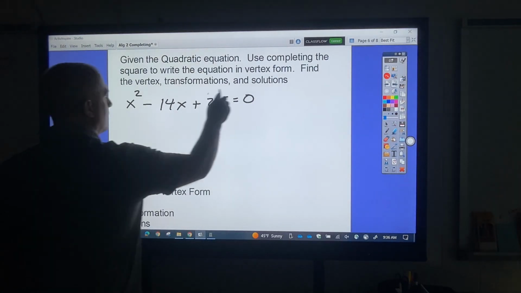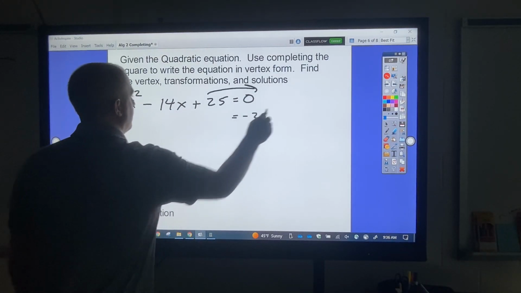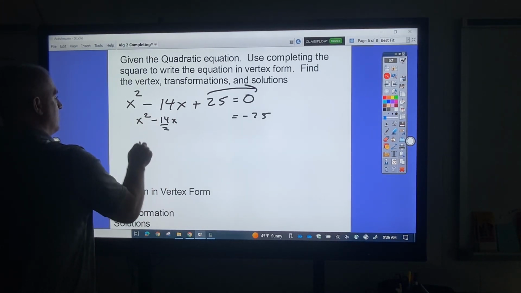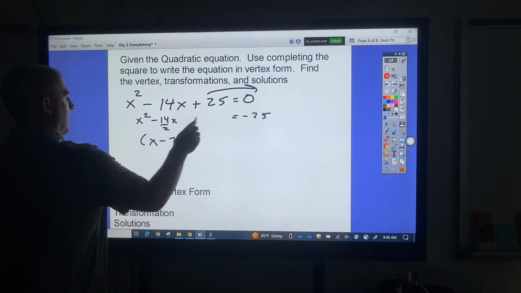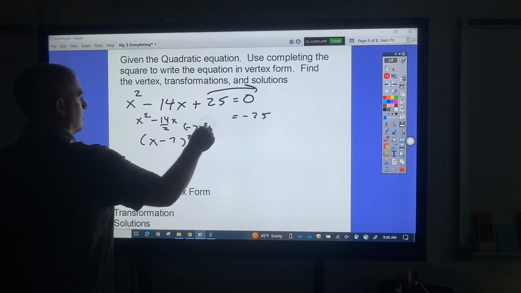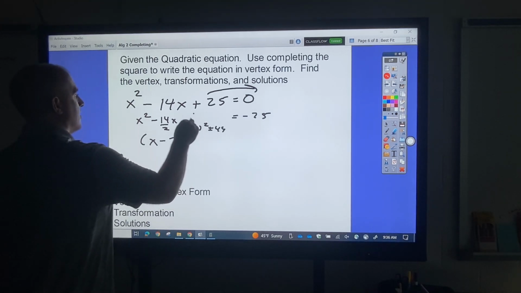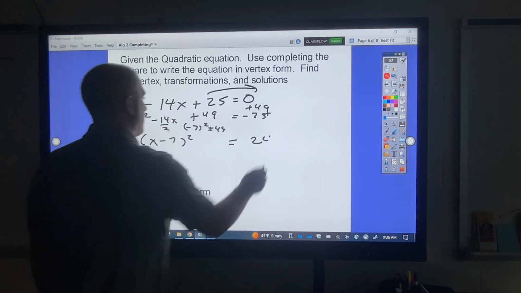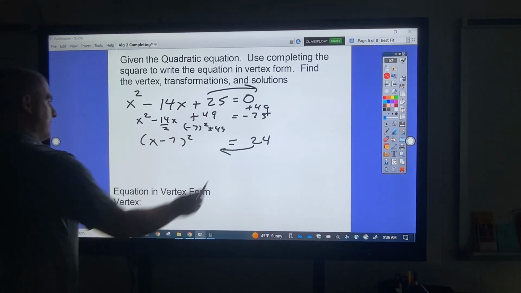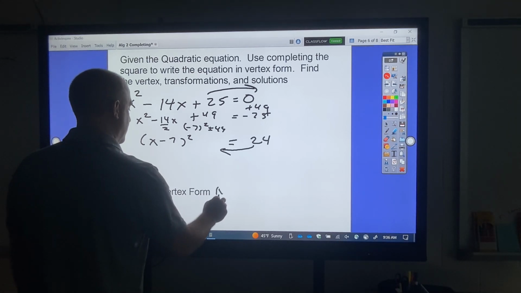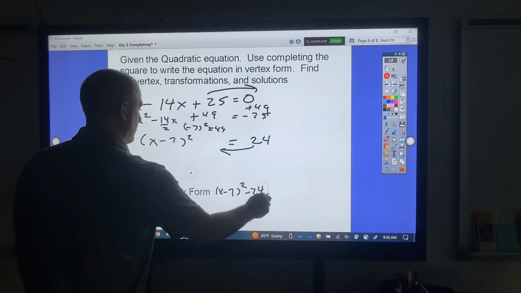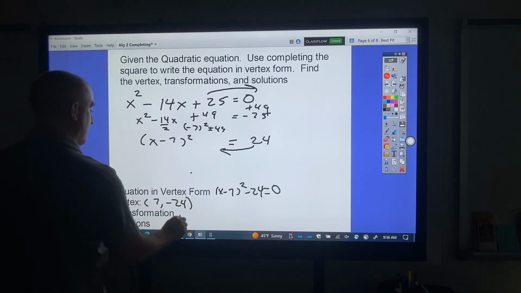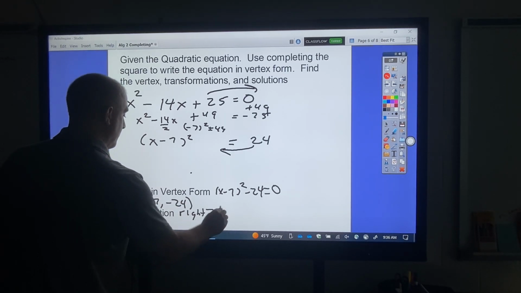Move that 25 to be negative 25. x squared minus 14x. Then I want to divide this by 2. That's x minus 7 squared. I want to square the negative 7. That's going to be 49. So plus 49, plus 49. If I combine those, I get 24. Now vertex form, I would move that back. That would be x minus 7 squared minus 24 equals 0. My vertex is 7, negative 24. My transformations are right 7, down 24.